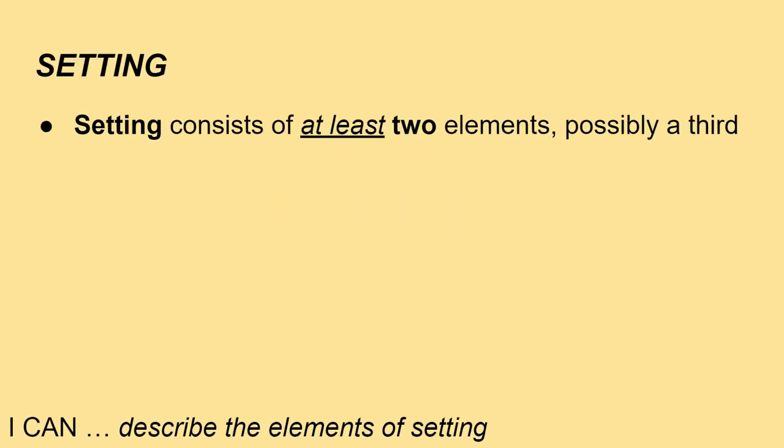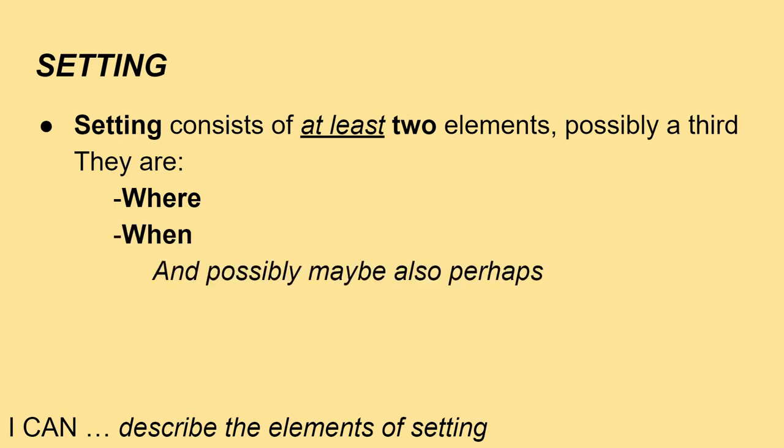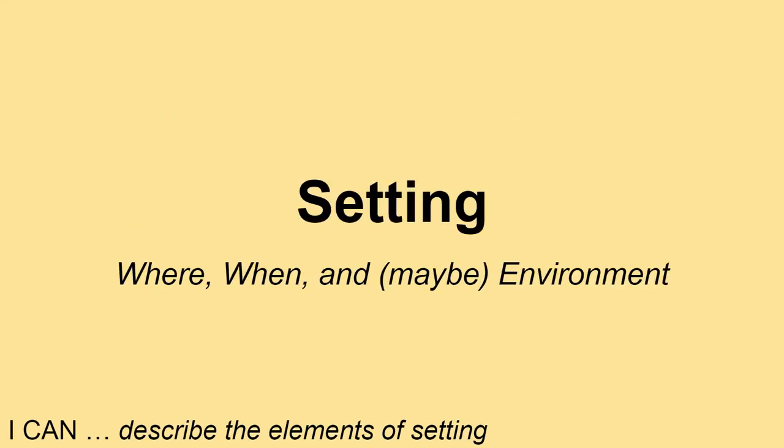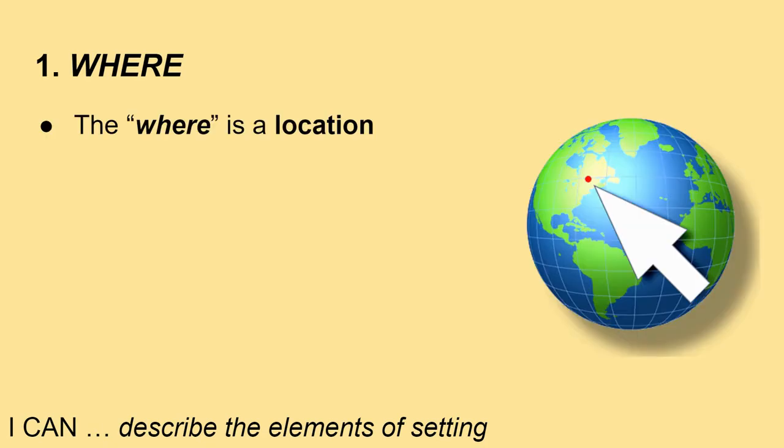Setting consists of at least two elements and possibly a third. They are where, when, and possibly, maybe also perhaps, environment. Let's break these down and take a look at them individually. The where, the when, and maybe environment. Where. The where is a location. You can also say place.